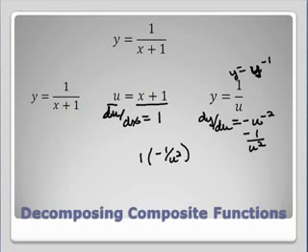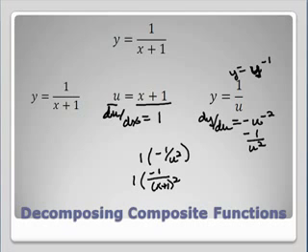Right up here, we said that u is x plus 1. So I get negative 1 over x plus 1 squared.